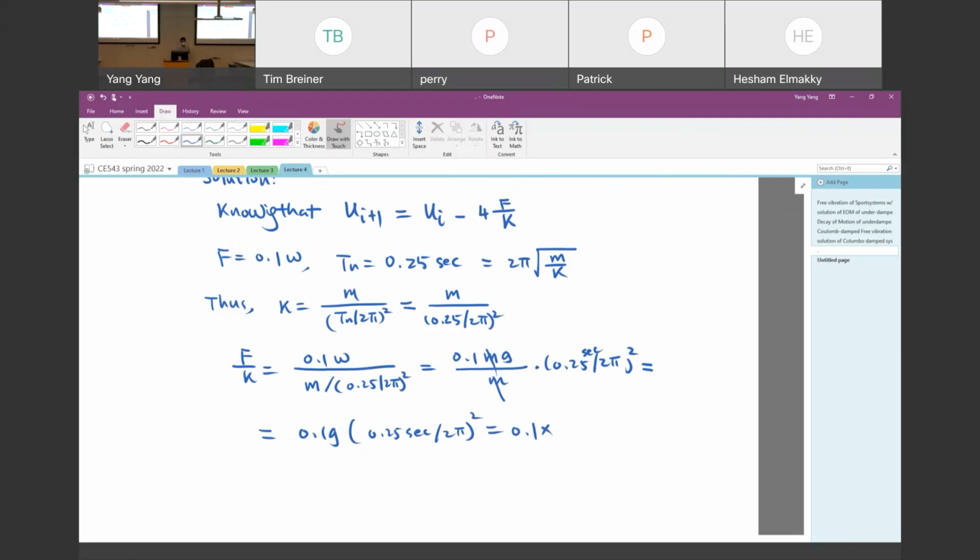so what is the g value? In inches, 386, 32.4 inches, to be precise, per second squared, and we have the 0.25 squared seconds squared over 2 pi squared. Basically here, yeah, here.